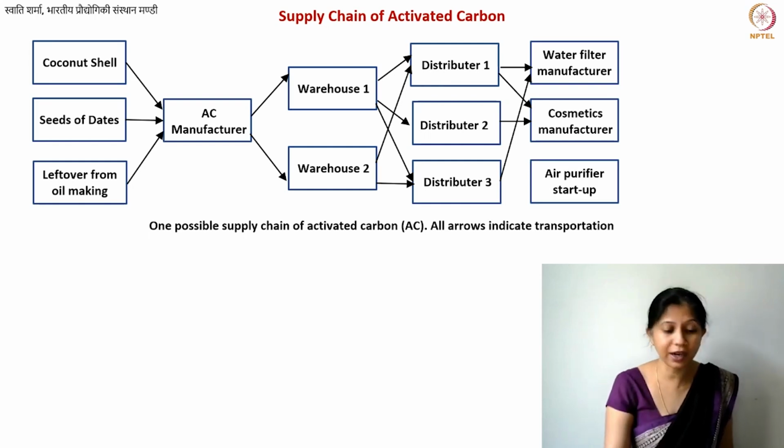And the third one is a startup started by some ambitious students. Because they thought that this is easy, all I need is coconut shells, so I can just make activated carbons. So let's say this is a group of 3 ambitious students from some IIT or anywhere for that matter, and then these students have started this small company.